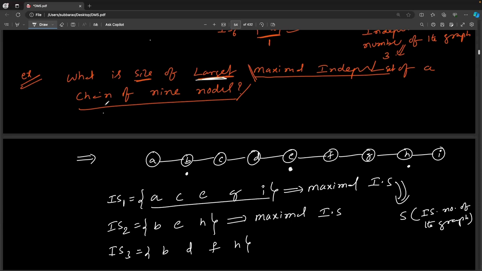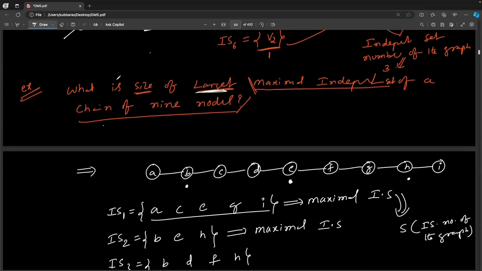Now listen. I changed the problem. Remember, in that exam they asked what is the size of the maximal independent set of a chain of 9 nodes. In place of largest, they gave smallest. What is the size of the smallest maximal independent set of a chain of 9 nodes? Largest means the independent number of the graph. Instead of that, smallest is given. What is the answer? I think 3.